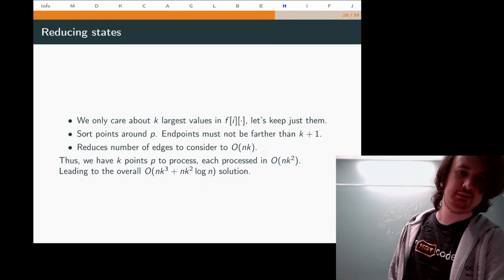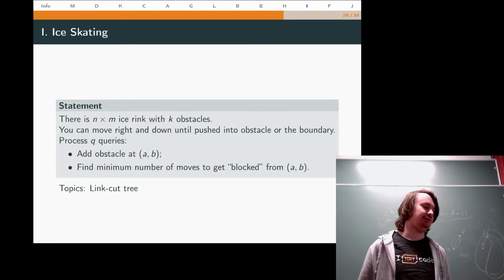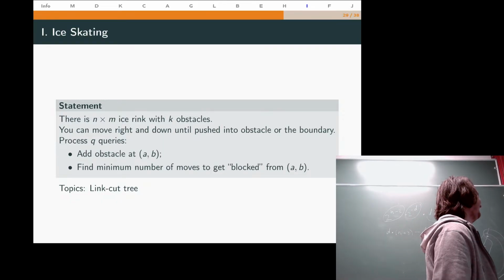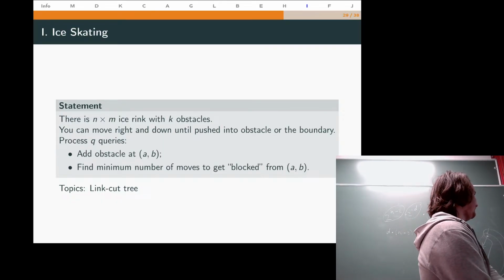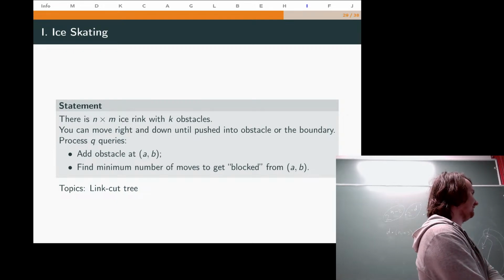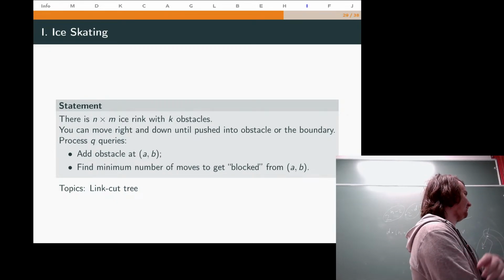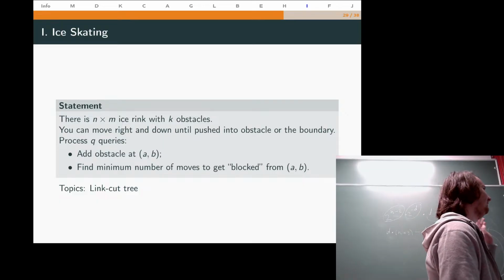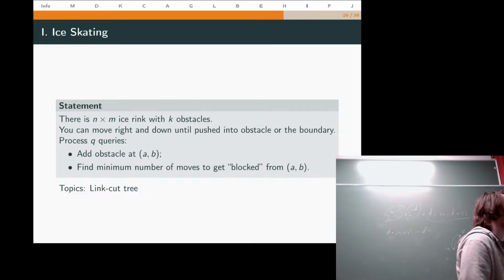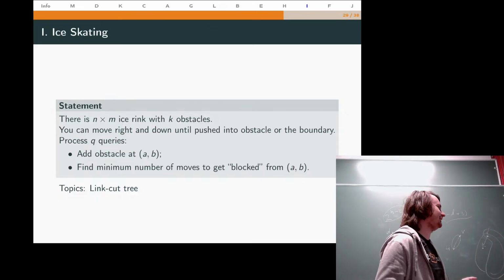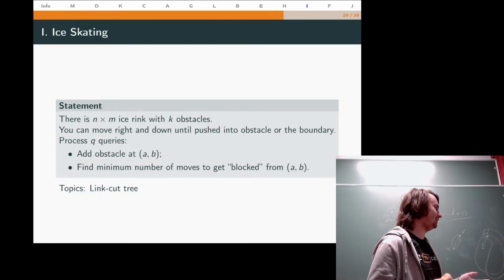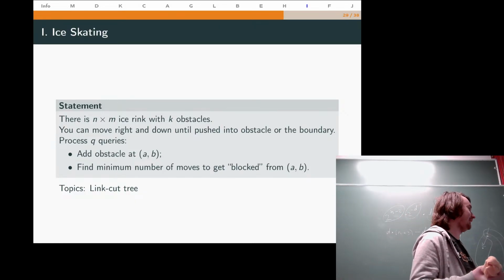Right, let's move to the next one. This problem is also a bit annoying. So we are given an n times m icy grid with k obstacles, and we can move right and down until we bump into an obstacle or the boundary. So a very standard setup. We encounter it in many video games all the time.